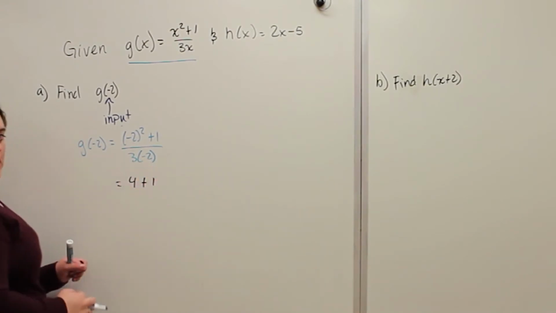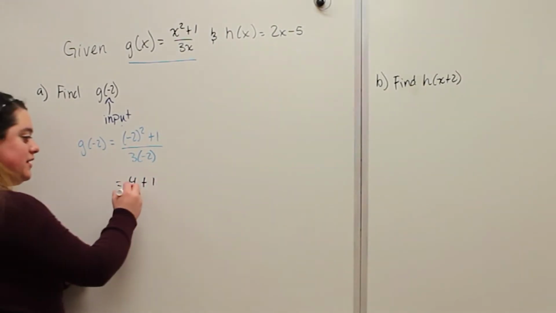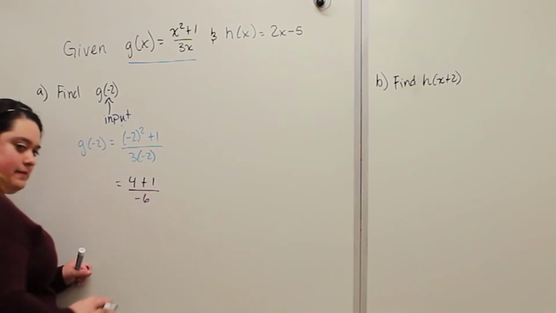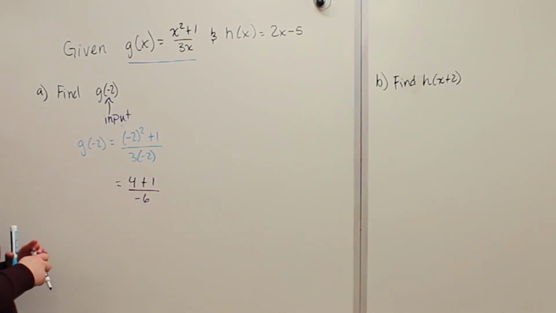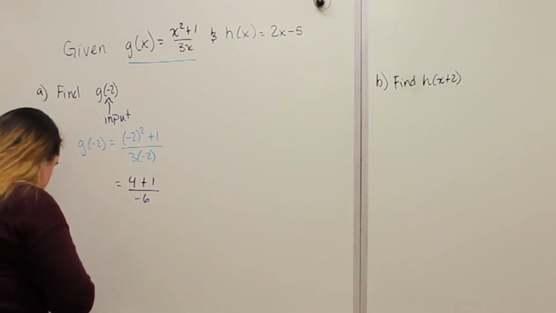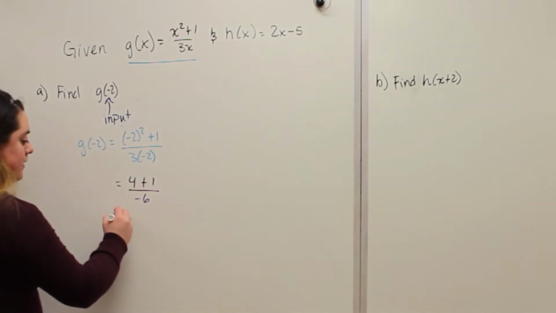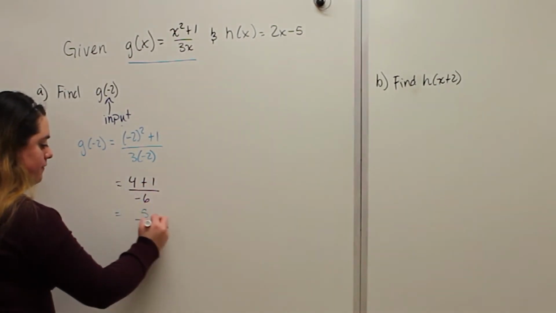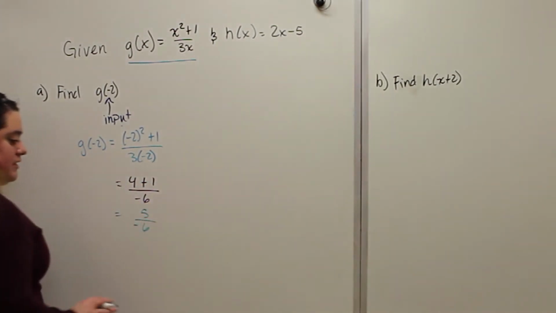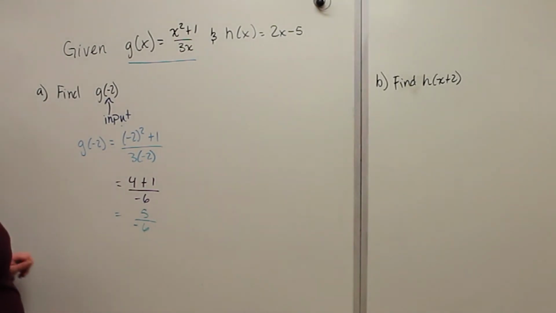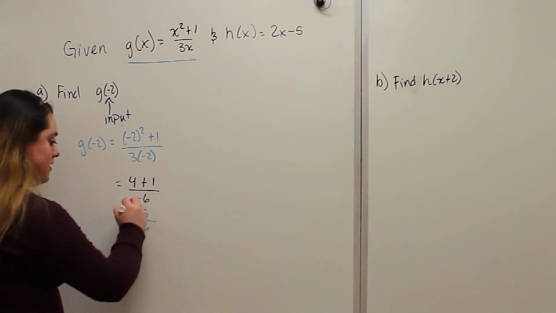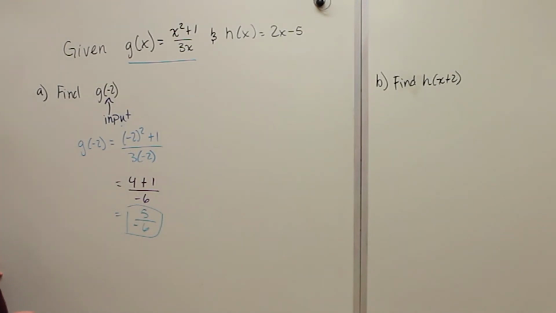Now let's tackle that denominator. 3 times a -2, that's going to give me a -6. We're getting closer. We're not quite simplified, so we got to go a little bit further. So 4 plus 1, that gives me 5 with a -6 in the denominator. That's now as simplified as I can make it, so I've reached the end.